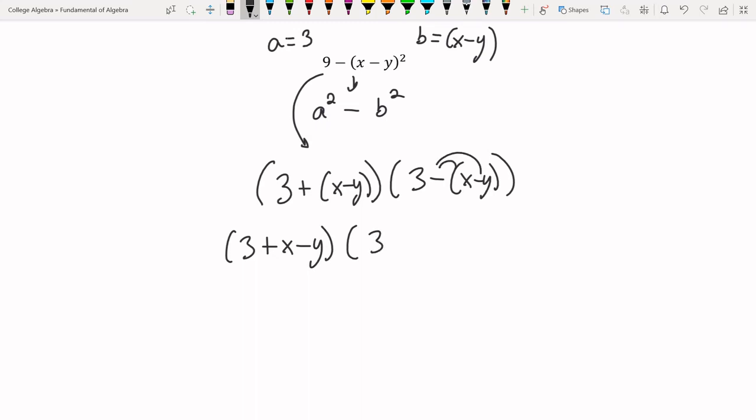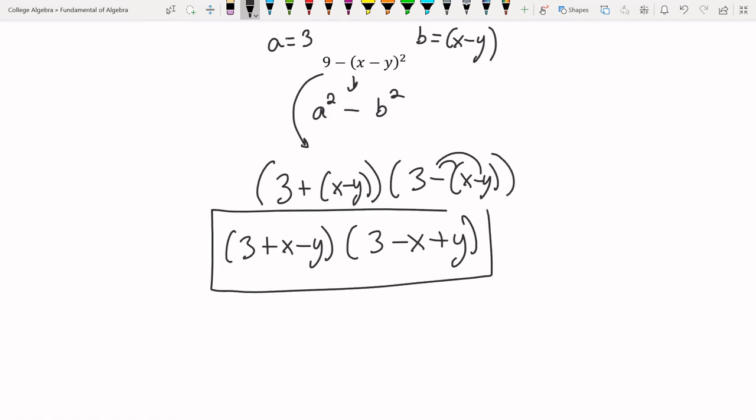Can distribute this negative into there, giving us minus x plus y. And there is our factored polynomial. You can see that x and y both have powers less than 2, so there's really no need to check to see if we need to factor this any further.